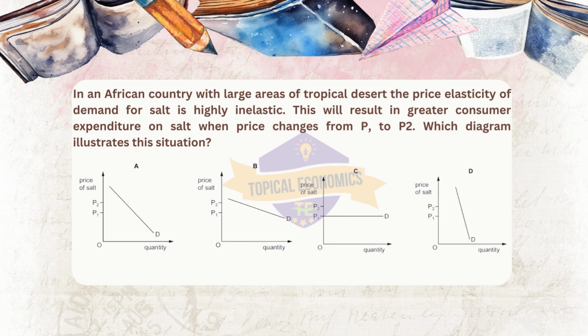Which diagram illustrates this situation? This question is from year 2020 October-November version 3 paper. In a situation where the price elasticity of demand, PED, for salt is highly inelastic, the demand curve will be steep, indicating that a change in price leads to a relatively small change in quantity demanded. For this question, this is the case with option D as we see. So the correct answer is D.